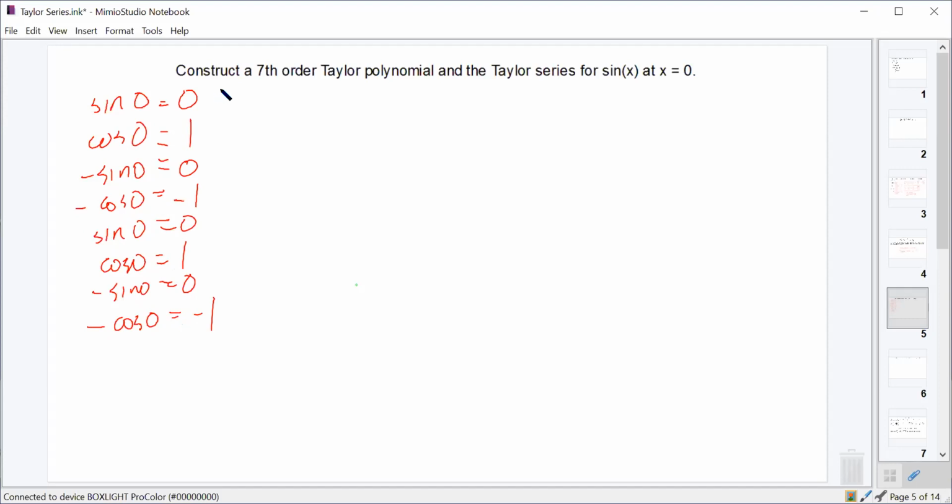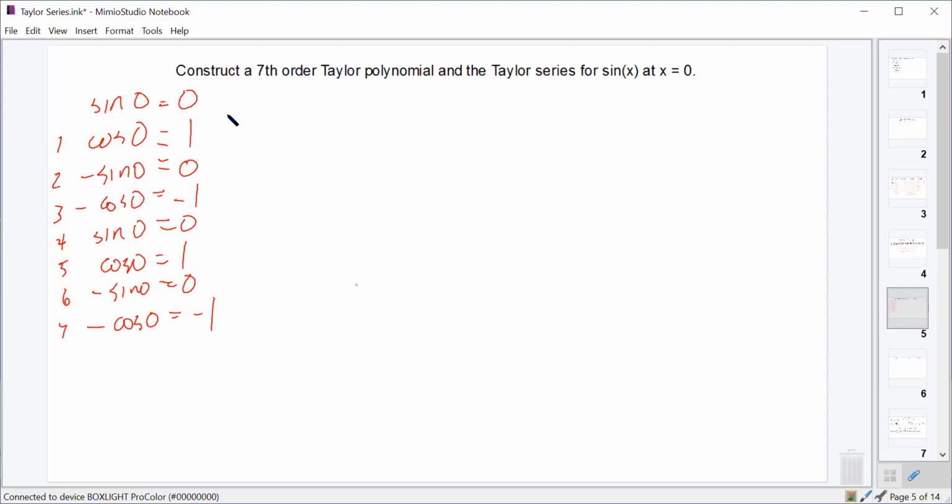This is our original function, so this is not a derivative. This is our first derivative, our second derivative, third, fourth, fifth, sixth, seventh derivative. If we want a 7th degree or a 7th order Taylor polynomial, we want to have 7 derivatives, because that's going to give us our x to the 7th term. So let's write this out.